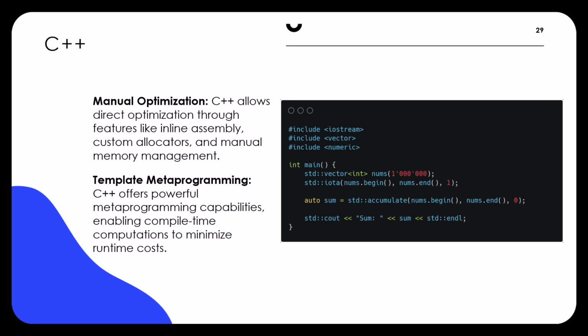C++ allows for manual optimizations and direct control over memory, offering the potential for extreme performance. With tools like template metaprogramming, C++ lets developers push performance to the max at the cost of complexity. It's ideal for situations demanding absolute control over runtime behavior.